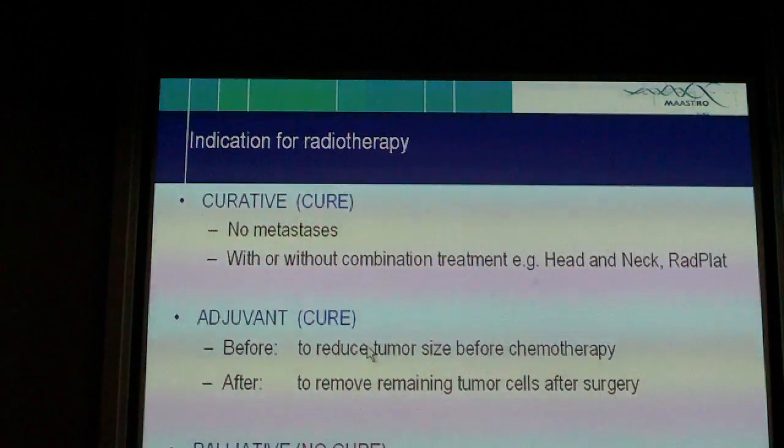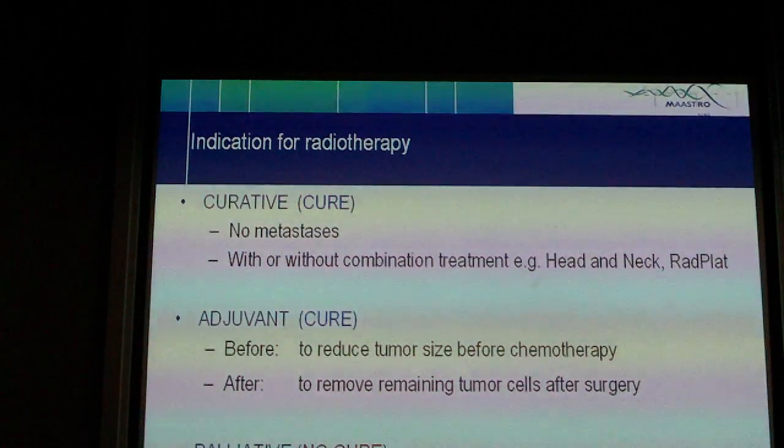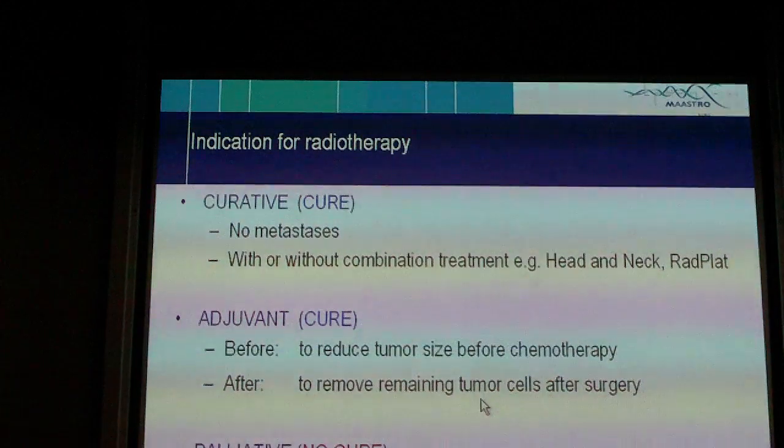Another way to treat radiotherapy is in an adjuvant setting. This can be done before another treatment, so it can be done before chemotherapy or surgery, with the idea to reduce the tumor size. It can also be done after another treatment, for example after surgery or after chemotherapy, to remove the remaining tumor cells. And then a third indication to treat patients with radiotherapy is palliative radiotherapy.